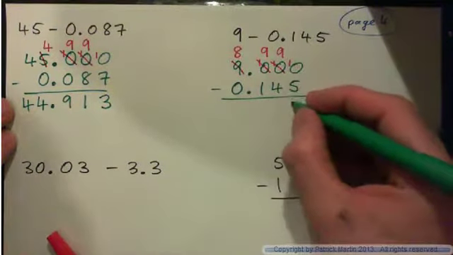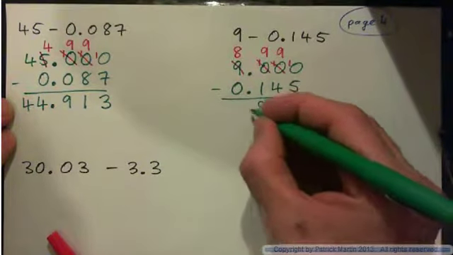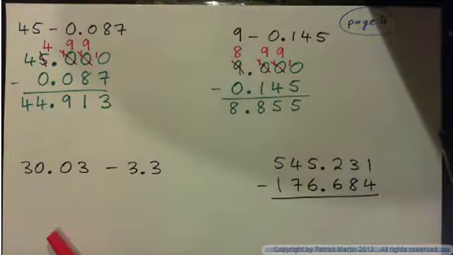So now the 10 minus 5 is 5. 9 minus 4 is 5. 9 minus 1 is 8. 8 minus 0 is 8. So $8.855, right?